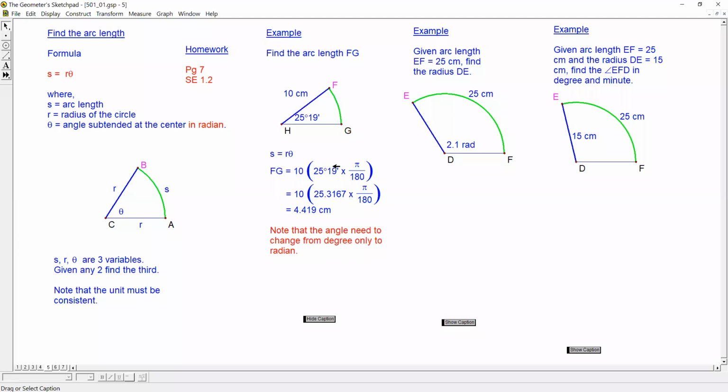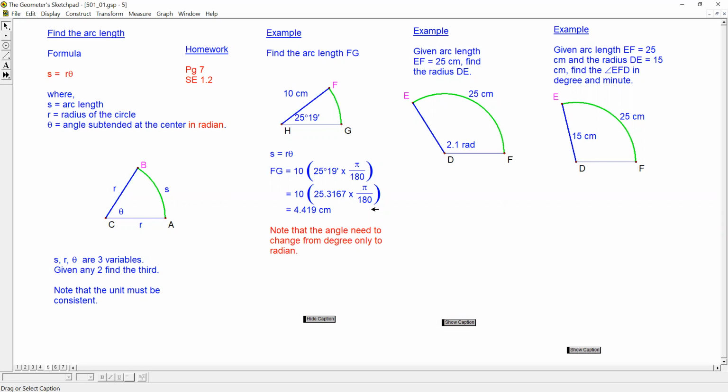So what must you do? You take this angle and multiply by pi over 180. In this way, you will convert the angle to radian. Then you just continue to multiply, right? You will get the answer 4.419.